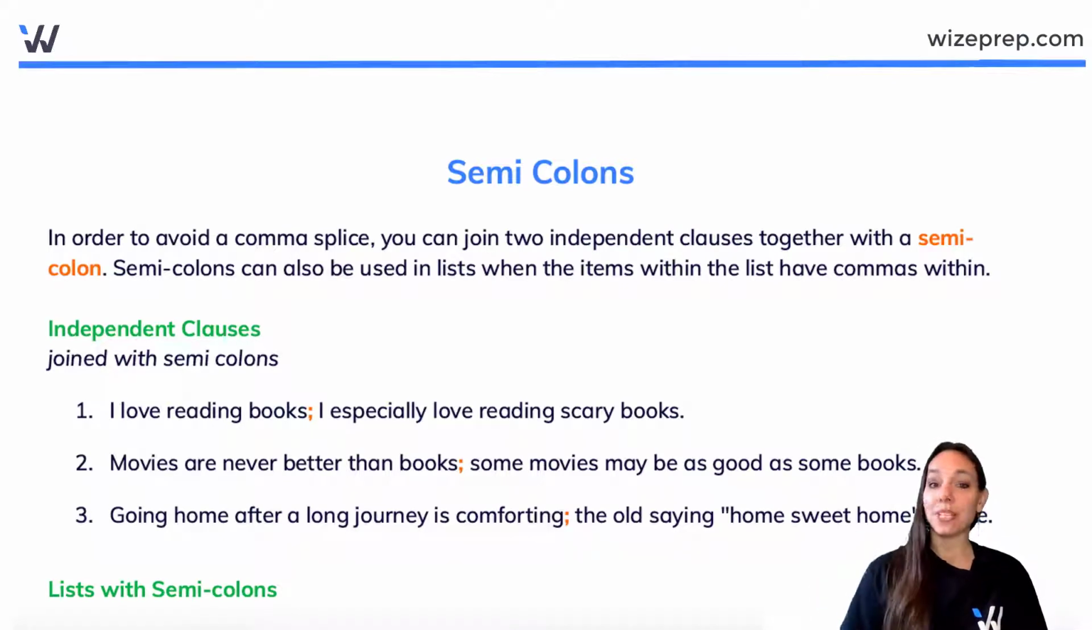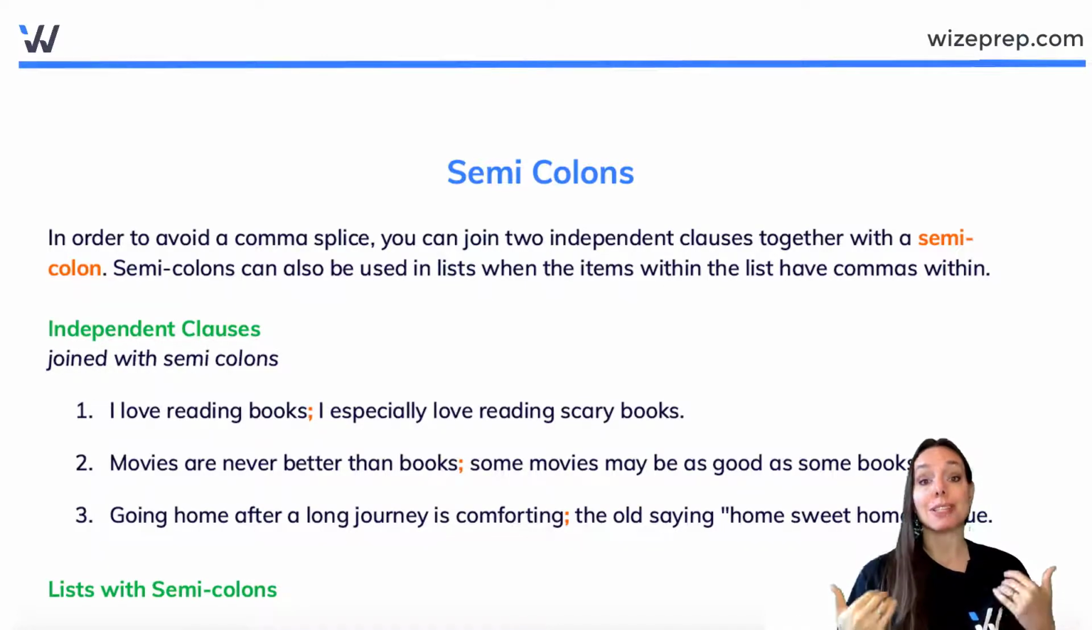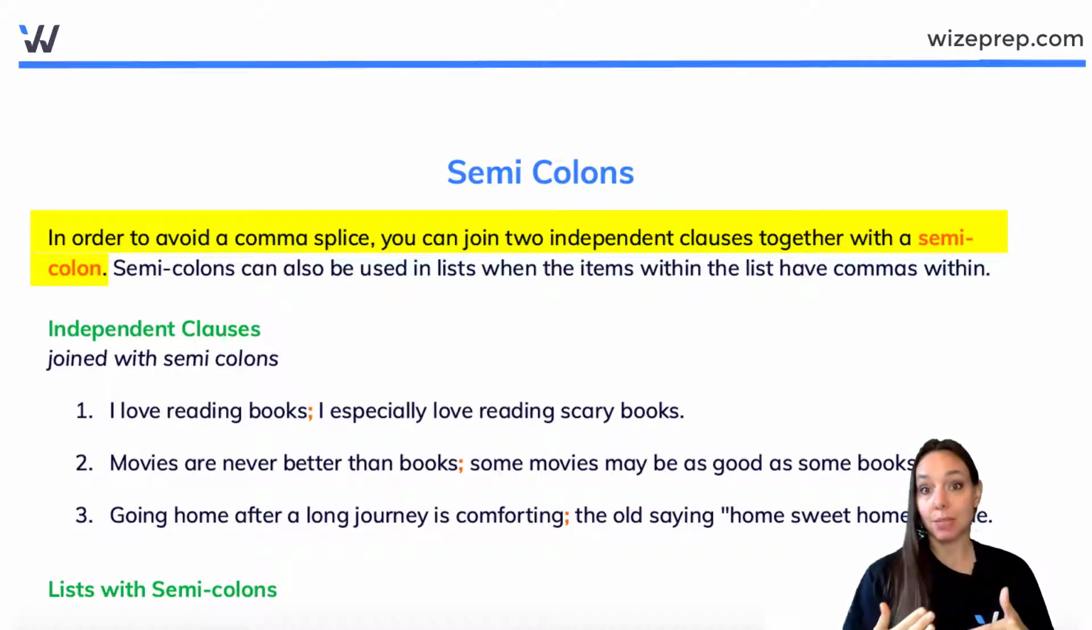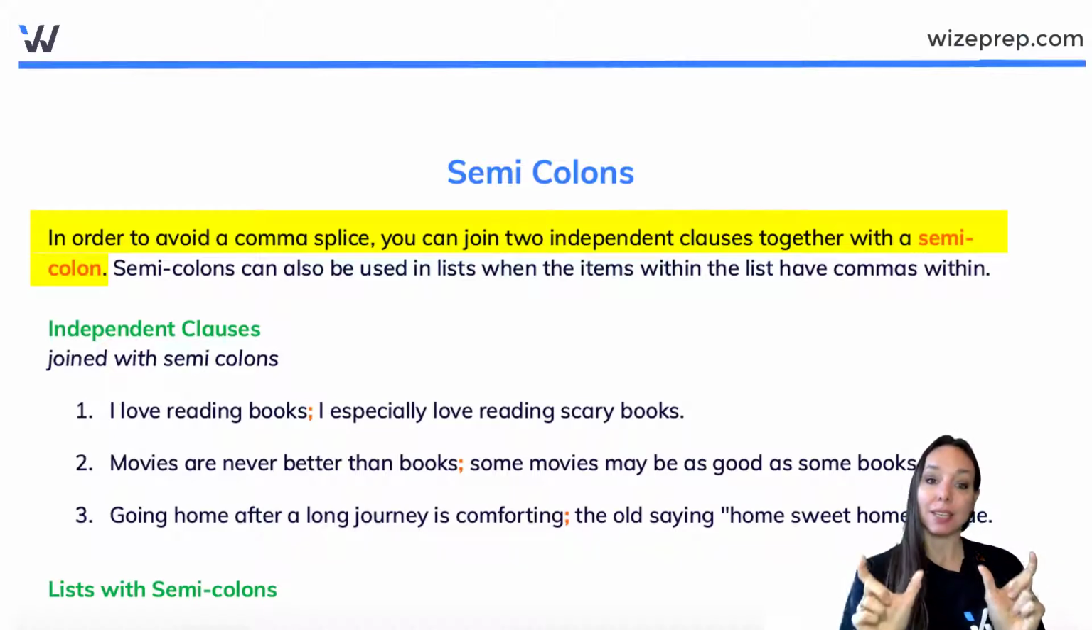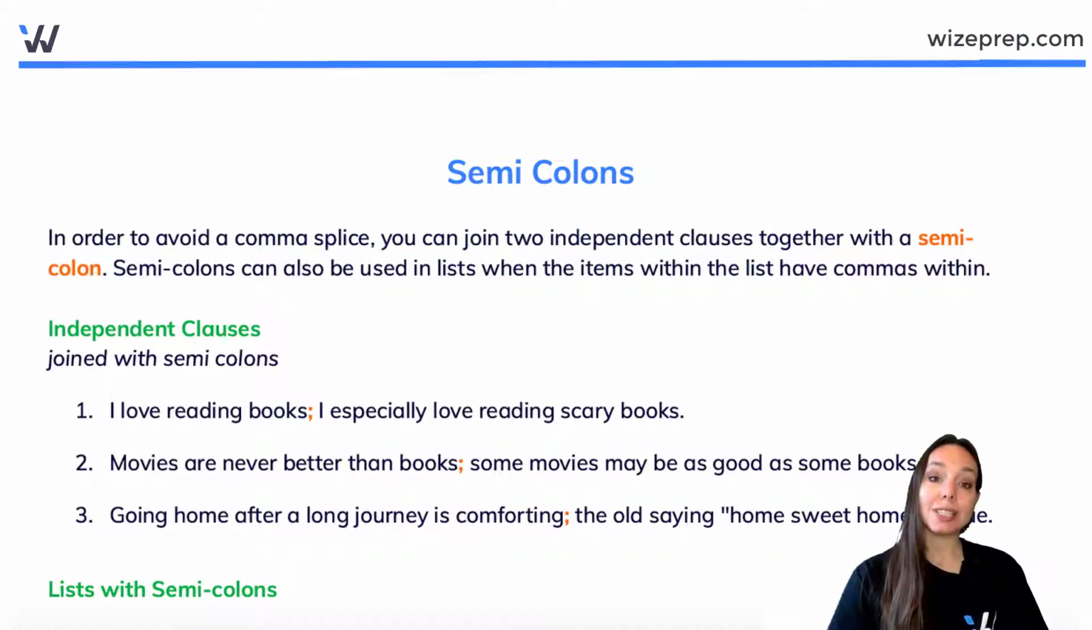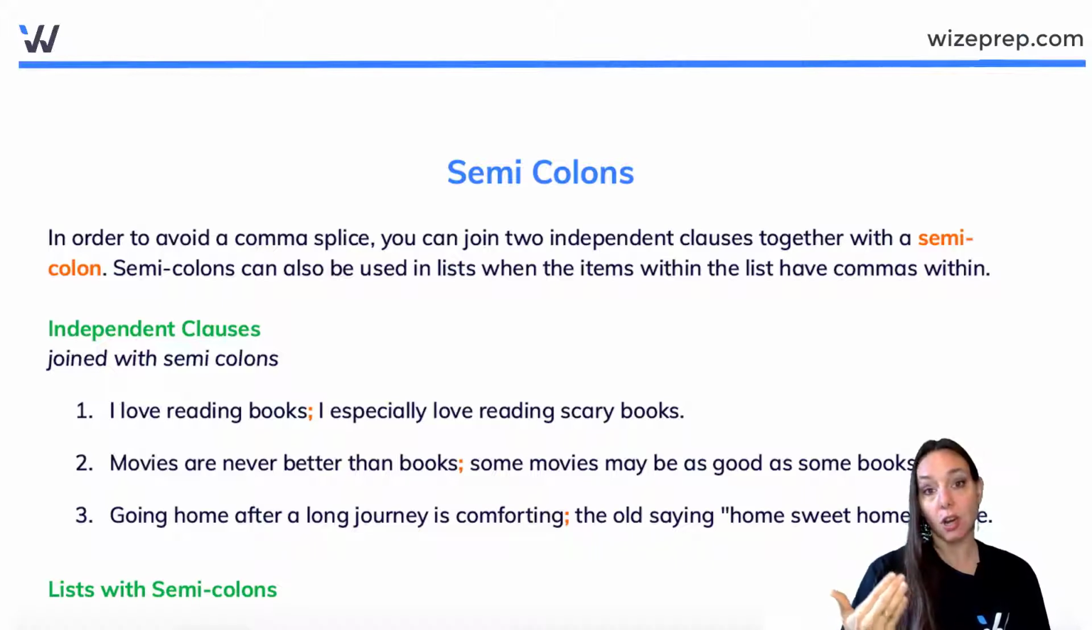All right, so we talked about commas, that ever so tricky piece of punctuation in the English language. Now let's talk about semicolons. In order to avoid a comma splice, which is where you take two independent clauses and accidentally join them together with a little comma in the middle, you can join those two independent clauses with a semicolon. So a semicolon is essentially a piece of punctuation that is a little bit stronger than a comma.